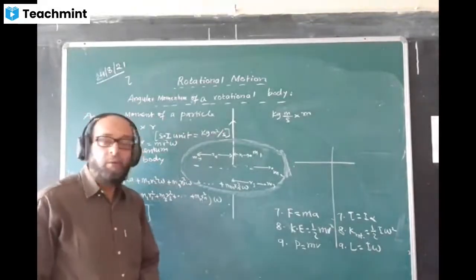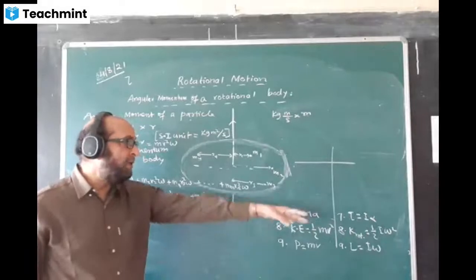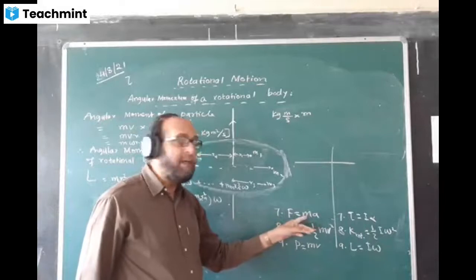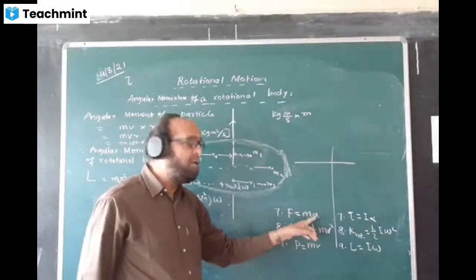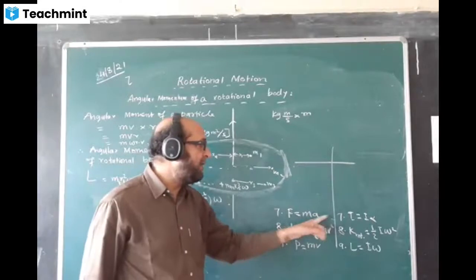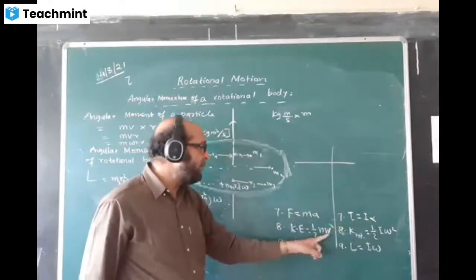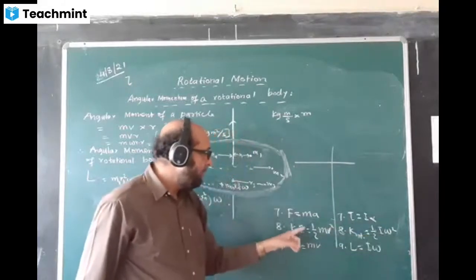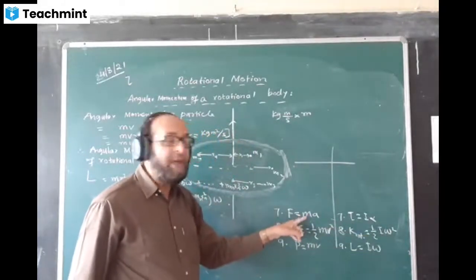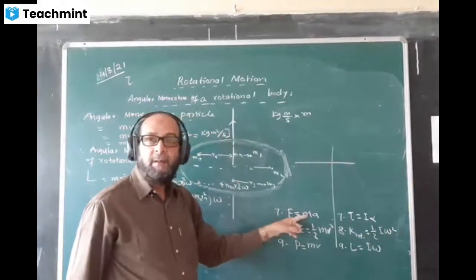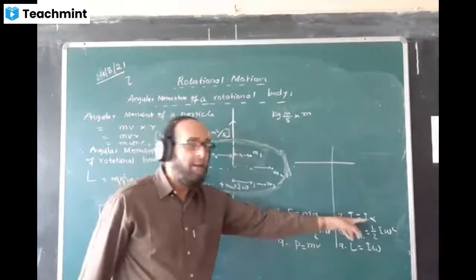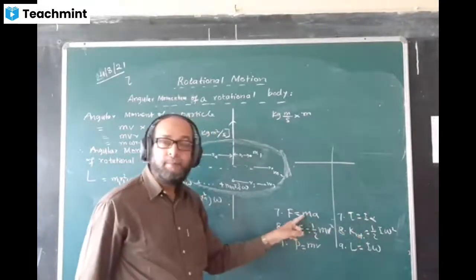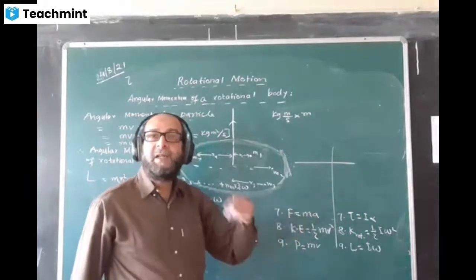If you compare the two equations, the linear side and the rotational side, you will find what is the replacement for mass. Alpha is for angular acceleration, and this is linear acceleration. Linear speed and angular speed. What is the replacement of m? M is equivalent to I. That means moment of inertia is the same as mass.